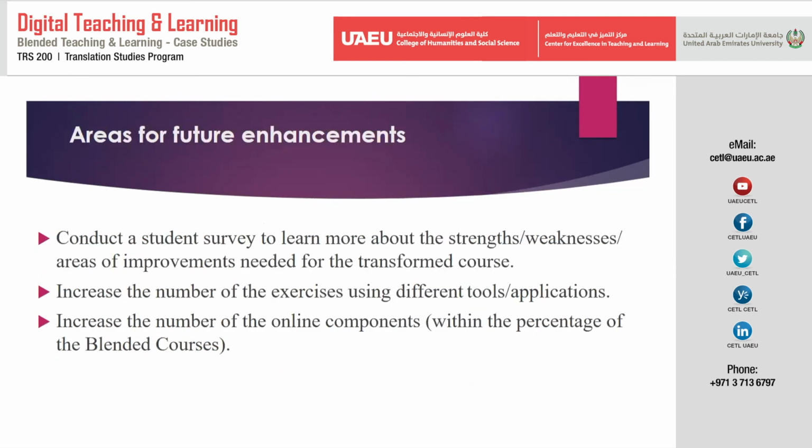Areas for future enhancement. Number 1, conduct a student survey to learn more about the strengths and weaknesses and areas for improvement needed for this course. Number 2, increase the number of exercises using maybe different tools and applications. Number 3, increase the number of the online component within the percentage, of course, of the blended course.